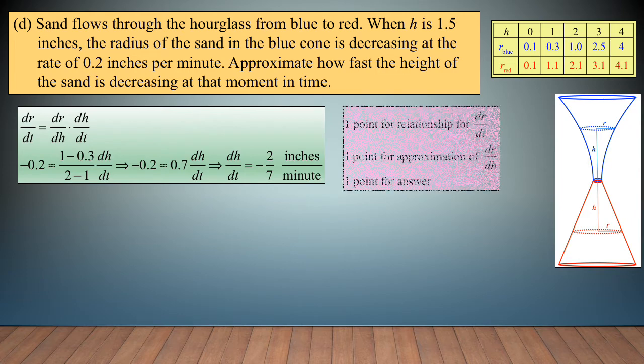For grading, 1 point is given for the relationship for dr/dt, 1 point for the approximation of dr/dh, and then 1 point for the answer.